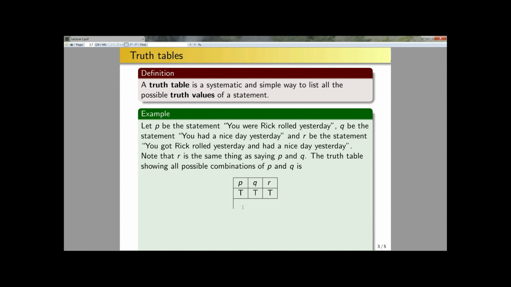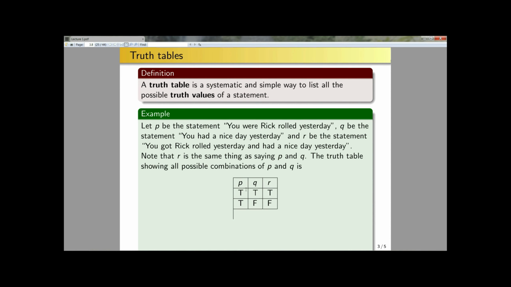Next, we could have P be true, have Q be false, and then what would R be? Well, if P is true and Q is false, that means I was rickrolled yesterday, but I did not have a nice day. Therefore, the statement you got rickrolled yesterday and had a nice day yesterday would be false. So at this point, we have gone through all of the possibilities of P being true.